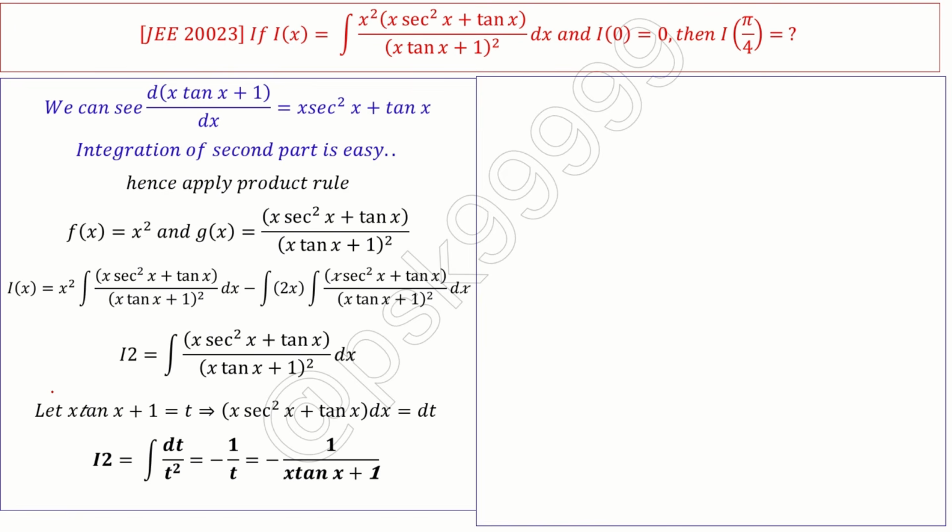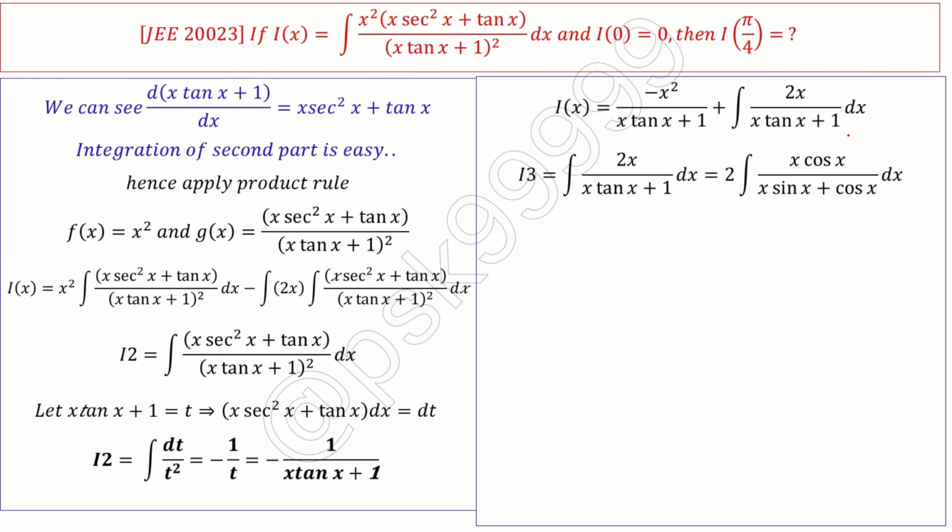Now if I replace this into the integration, the first part is done. The second part is plus the integration of 2x by (x tan x + 1). Let us simplify the second part. You will write tan x as sin x by cos x. So this is 2 times the integration of x cos x divided by (x sin x + cos x) dx. Let's take x sin x + cos x as t. So my dt, I will be left with only x cos x, the other two terms get cancelled.